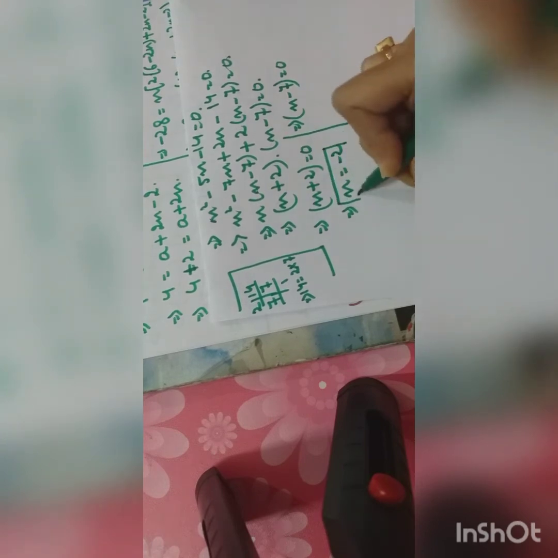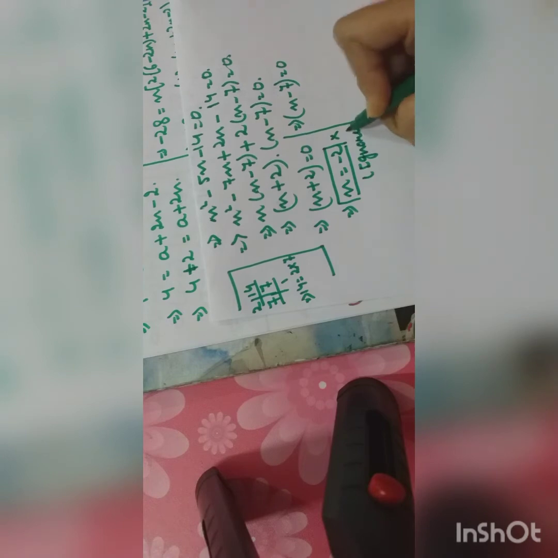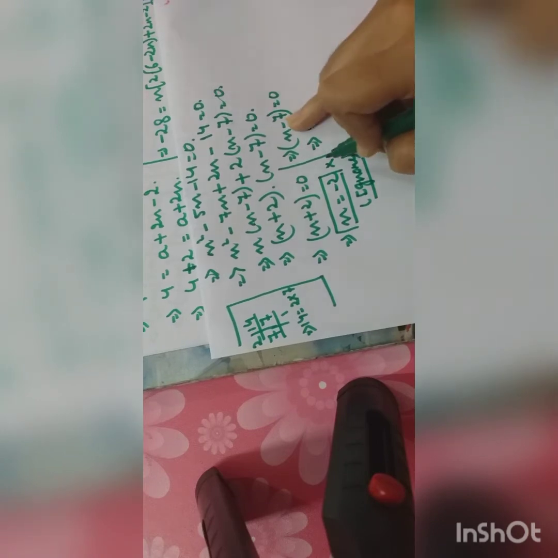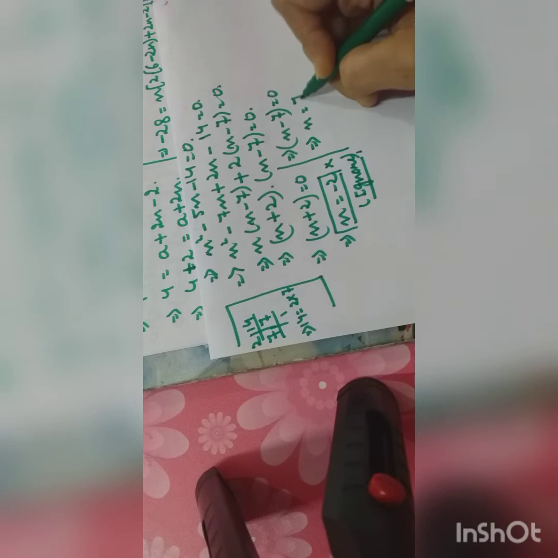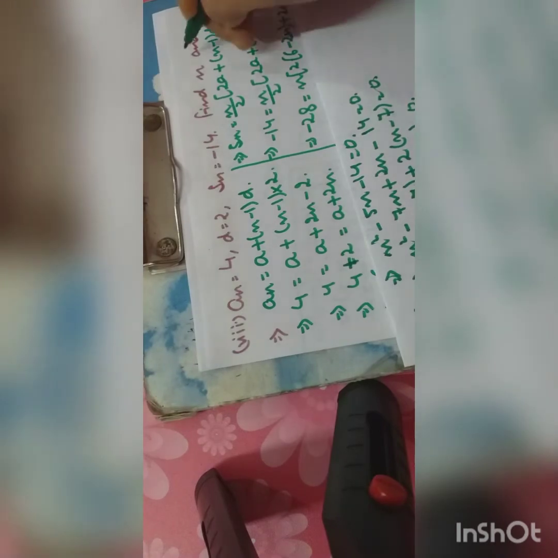Since the value of n can never be negative, we have to ignore this value n equals minus 2. So the value of n will be what? Minus 7, and when it comes to the RHS side, it will be plus 7. So the value of n is plus 7. The first part of the question I have solved, that is, I have found the value of n. The value of n is 7.